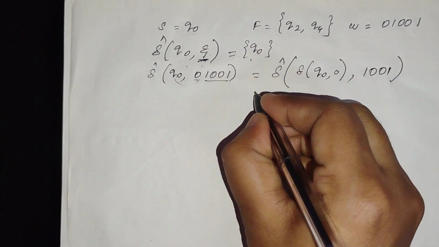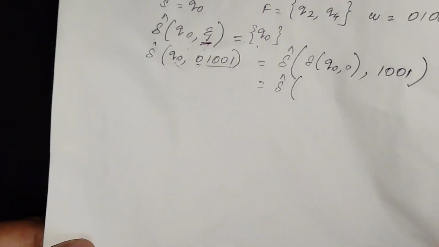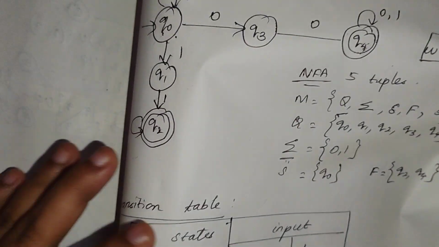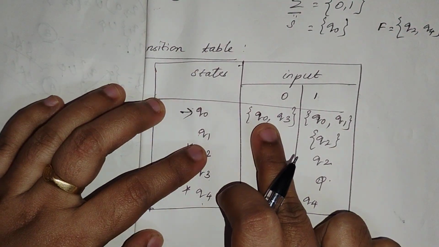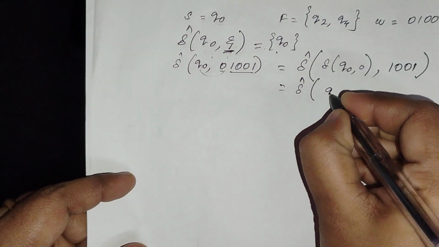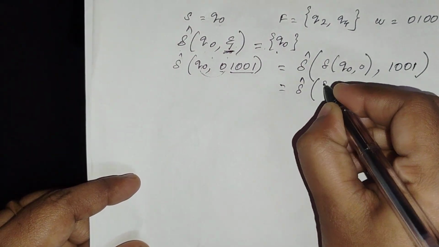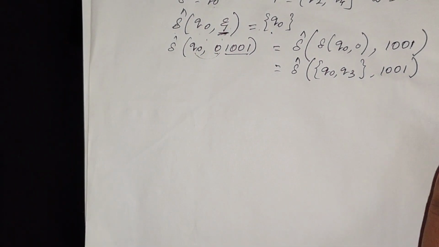So then δ^ of, what is δ(Q0, 0)? It is {Q0, Q3}, right? So {Q0, Q3} and the remaining symbols 1001. Okay, so next, listen.